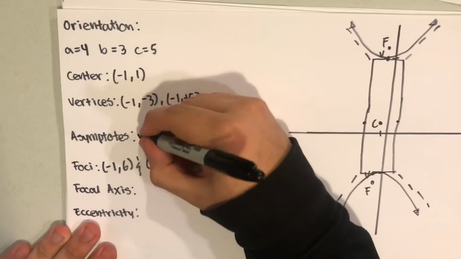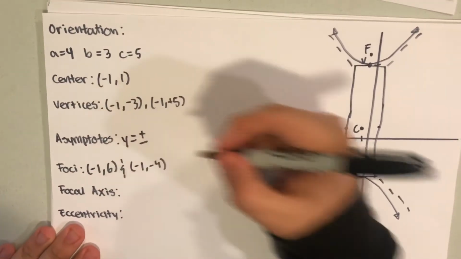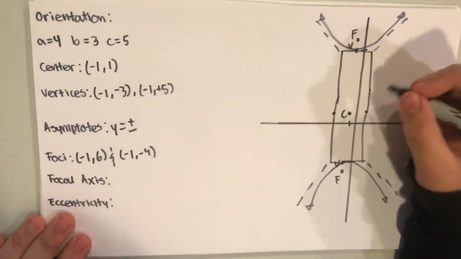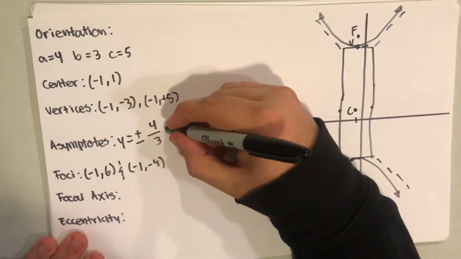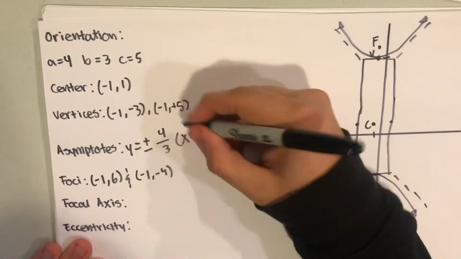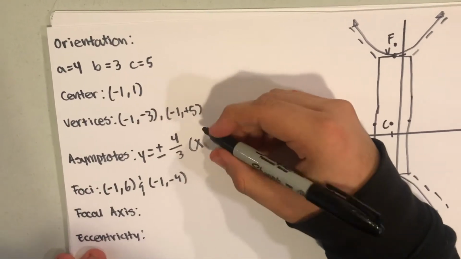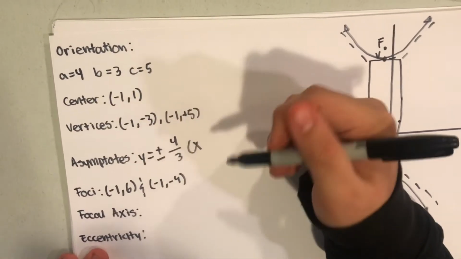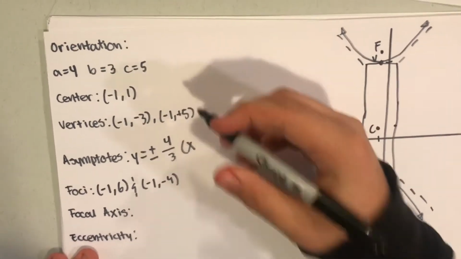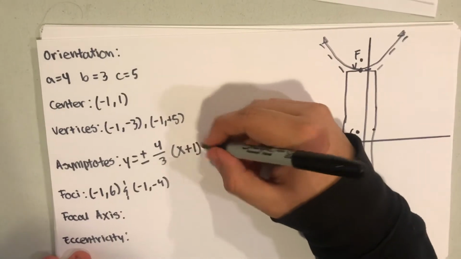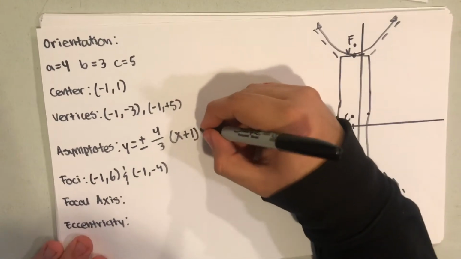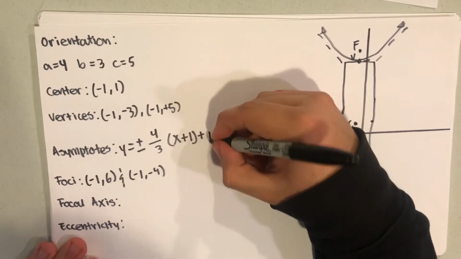The asymptote is y equals plus or minus rise over run, in this case a over b, which is 4 over 3, times (x plus or minus h), which will help you get the opposite value. So in this case it will be plus 1, and also at the end you add plus k. In this case k is 1.